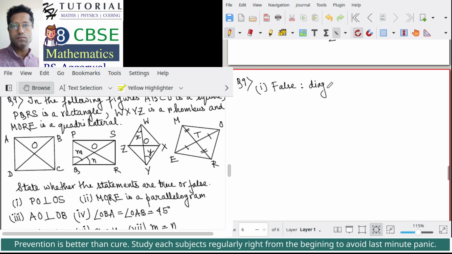So part 1 is false because in a rectangle the diagonals bisect each other but do not necessarily intersect at right angles, at 90 degrees. So we cannot have PO perpendicular to OS in the rectangle PQRS. So this is false.